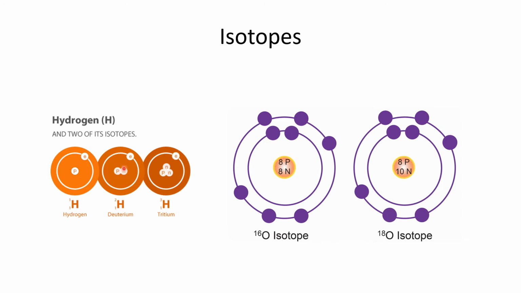When it has 1 neutron, 1 proton, and 1 electron, we call that deuterium. And when it has 2 neutrons, in that situation, it's called tritium. We can also have different forms of oxygen. So we can have oxygen that has 8 protons and 8 neutrons, which is our standard form. But we can also have a situation where there's 2 extra neutrons, and we would call this oxygen-18 isotope.